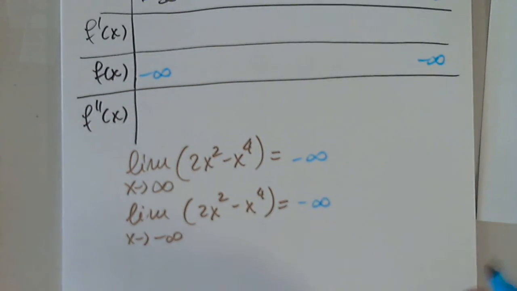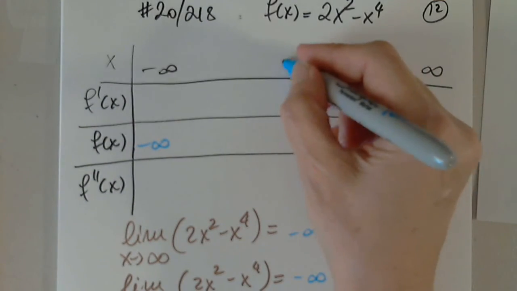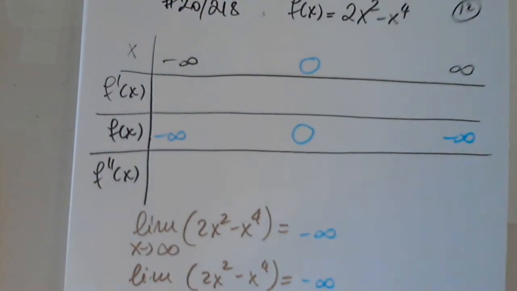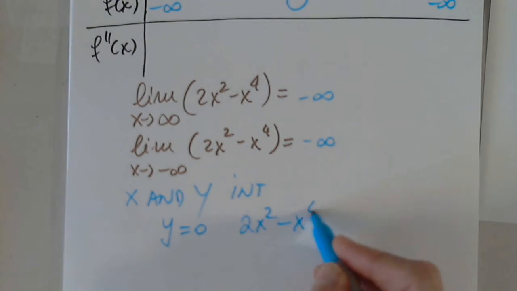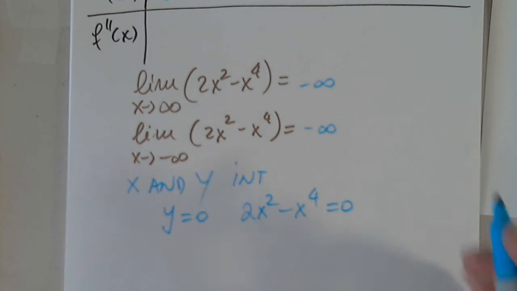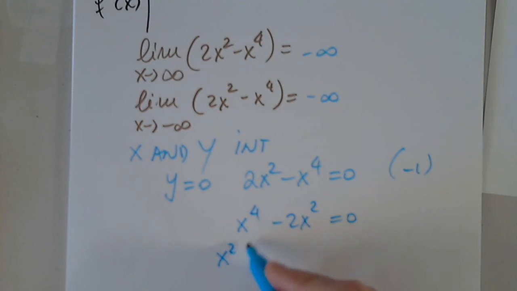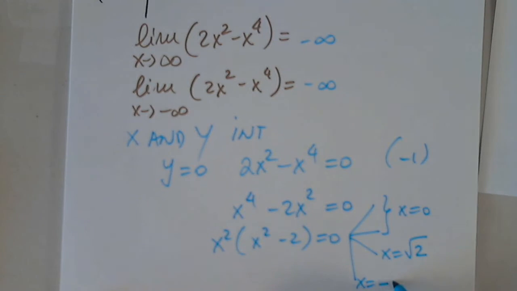Good. Next I have to find the x and y intercepts. When I plug in 0, I get 0. But when I set y equal to 0, I have 4 solutions. So y equals 0 means 2x squared minus x to the fourth equals 0. Of course, I will multiply everything by negative 1, and I get x to the fourth minus 2x squared equals 0. I will factor out x squared, and I get x squared minus 2. So here are our 4 solutions. 2 of them are 0. One is the square root of 2, and the other one is negative the square root of 2.